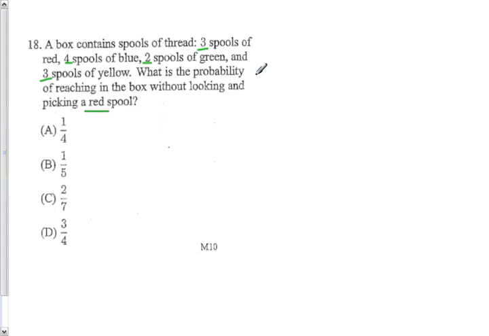So probability by definition is what we want, and I'll just write what we want over the total that could possibly be. So in this case, we want red. All right, so I'm gonna circle it. This is our key. We want red.